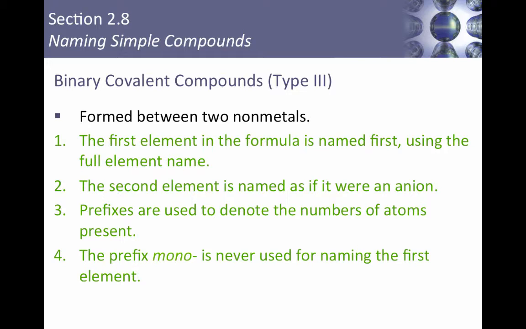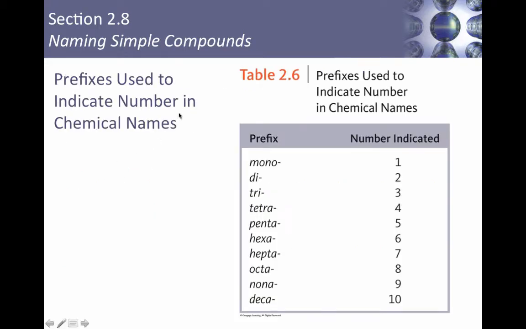And then we use those prefixes that we learned last year in order to tell us how many atoms are in the part that we're going to call the anion-like segment. So if you remember those numbers: mono for 1, di for 2, tri, tetra, penta, hexa, hepta, octa, nona, deca. If you have forgotten these, I want you to review these, and you need to make sure that you have the 1 through 10 prefixes memorized.